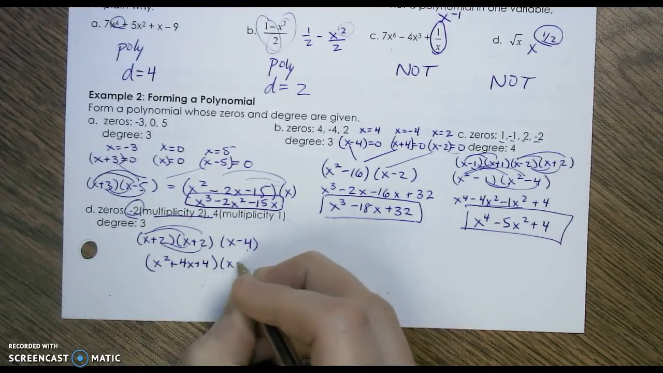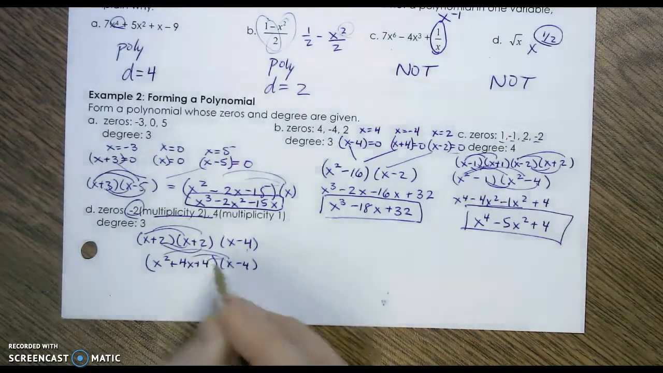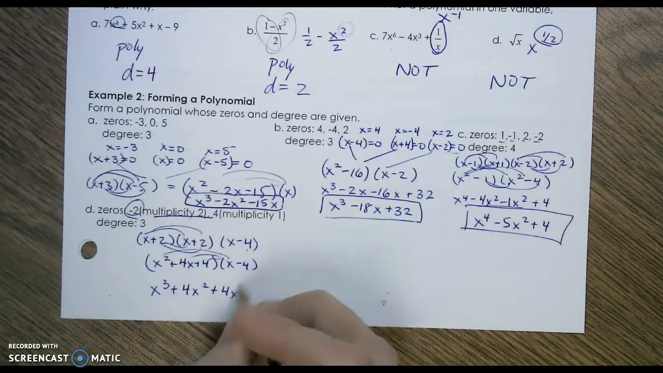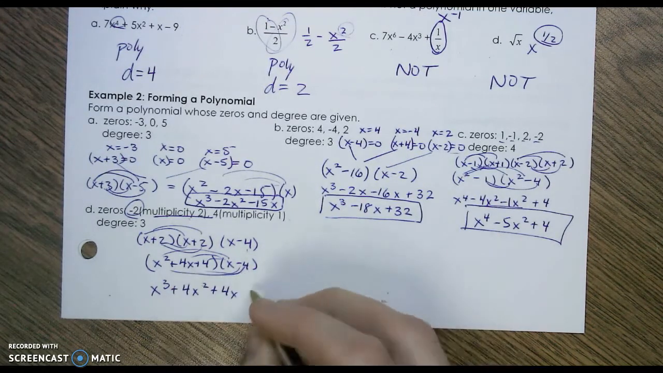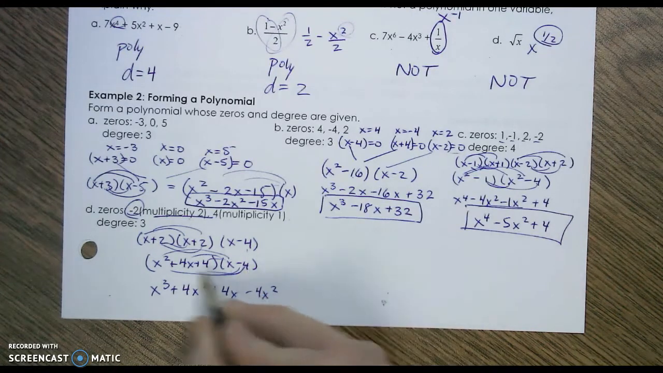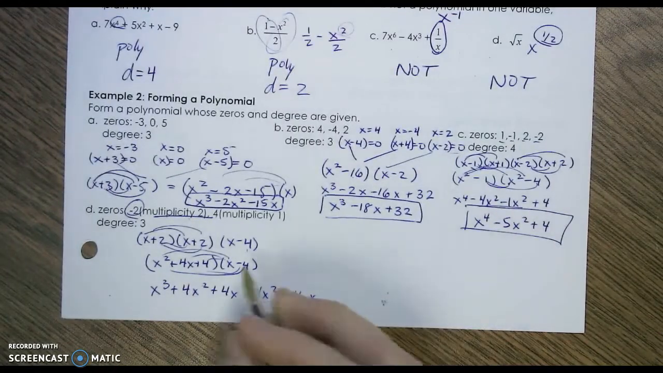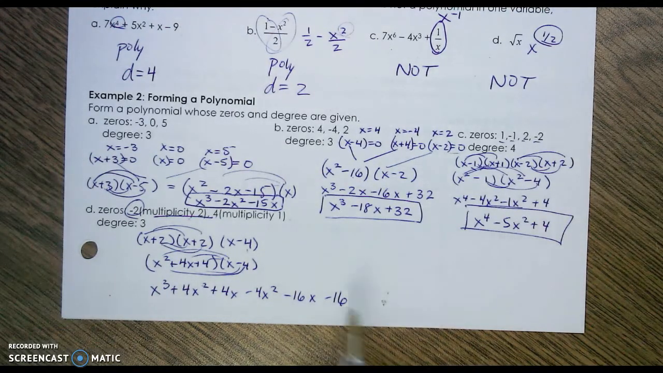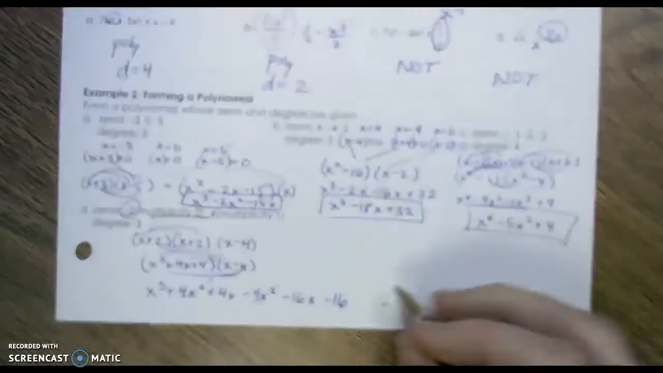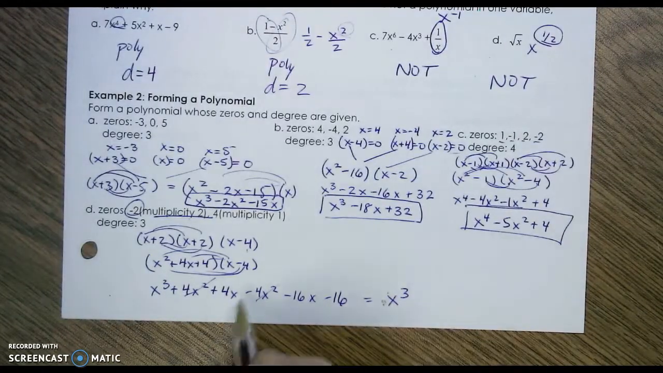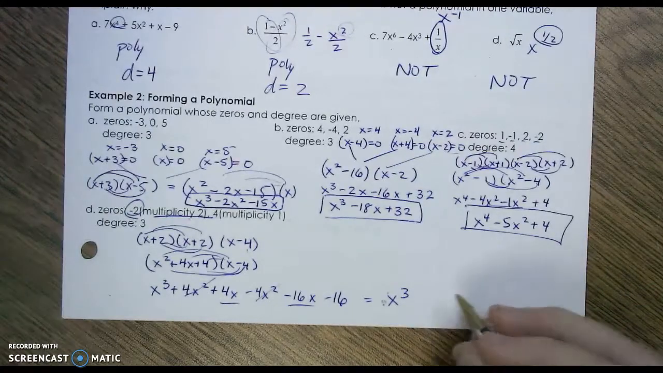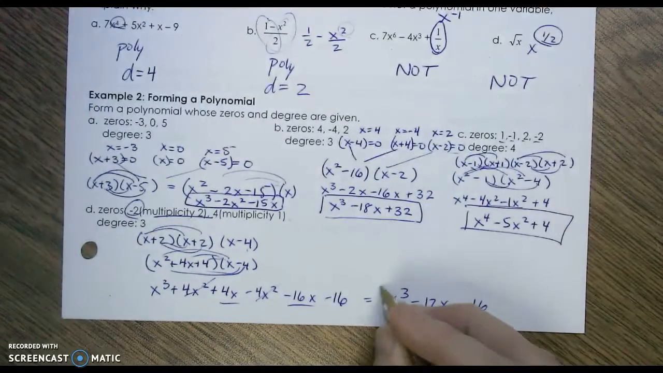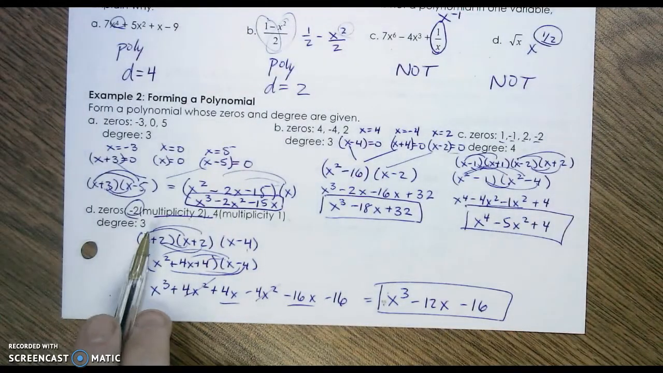Then we're going to multiply that by x minus 4. So I'm going to distribute my x, and I get x cubed, 4x squared, and 4x. Distribute your negative 4, and you get negative 4x squared, negative 16x, and negative 16. And then you combine like terms. So my 4x squareds are canceling. I've got x cubed. The x's go together and make negative 12x. And then we've got a negative 16. And this is degree 3, which is what I got.